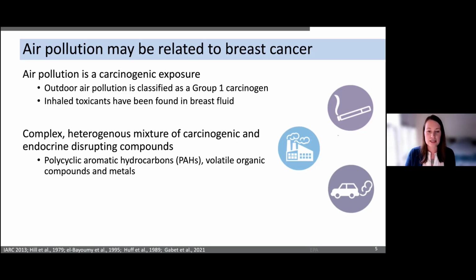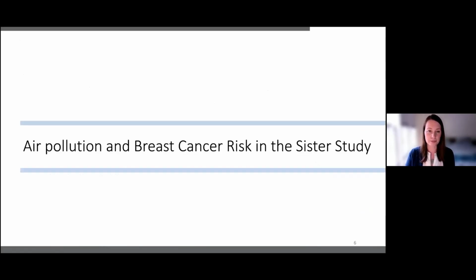And air pollution does contain this heterogeneous mixture of compounds that have both carcinogenic as well as endocrine disrupting effects, which may be particularly relevant for breast cancer, given what we know about the role of hormones in the disease. And some of these compounds of interest include polycyclic aromatic hydrocarbons, or PAHs, volatile organic compounds, as well as metals. So I'm going to start by talking about a few of the studies I've done in the Sister Study, considering different types of air pollution in relation to breast cancer risk.